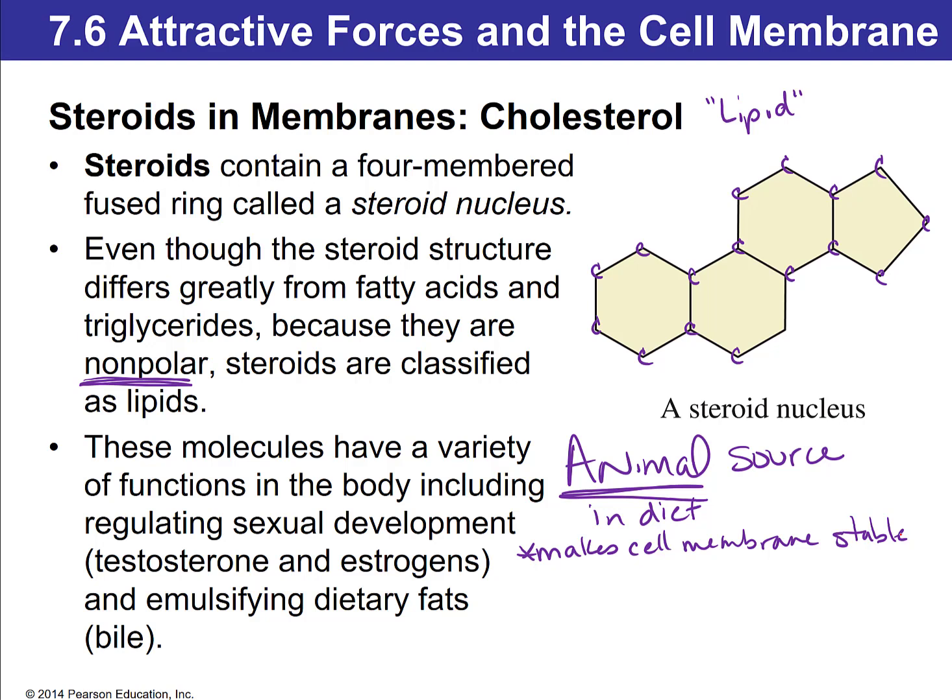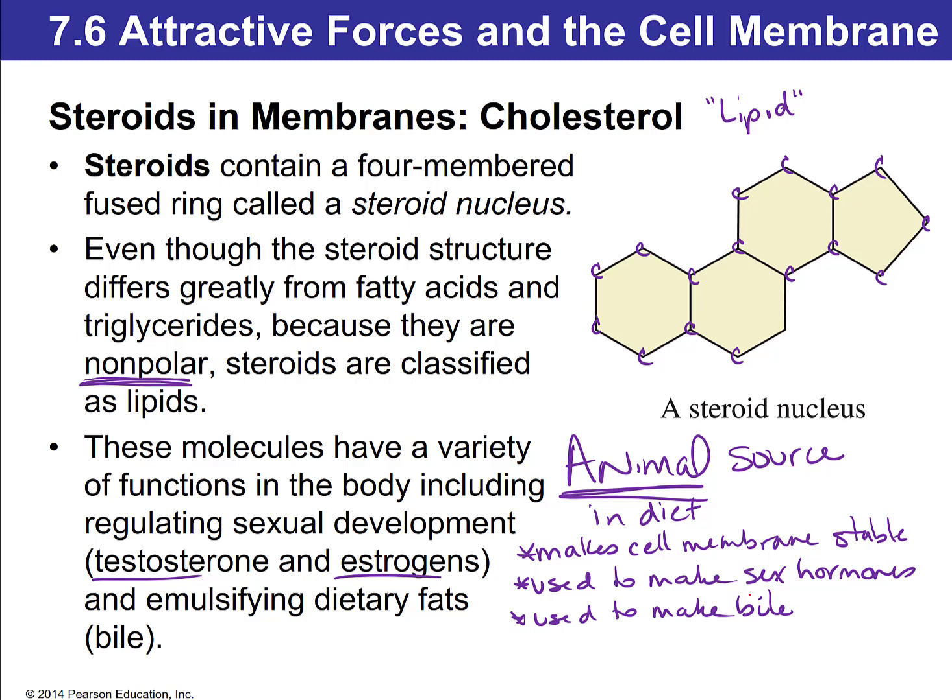It also is used as a building block for the sex hormones. So testosterone and estrogen look very similar to cholesterol. There's a couple of things that are added and removed. So in order to make the sex hormones, you also use cholesterol in order to make a molecule called bile. Bile is made by your liver, stored in your gallbladder, and it acts like soap.